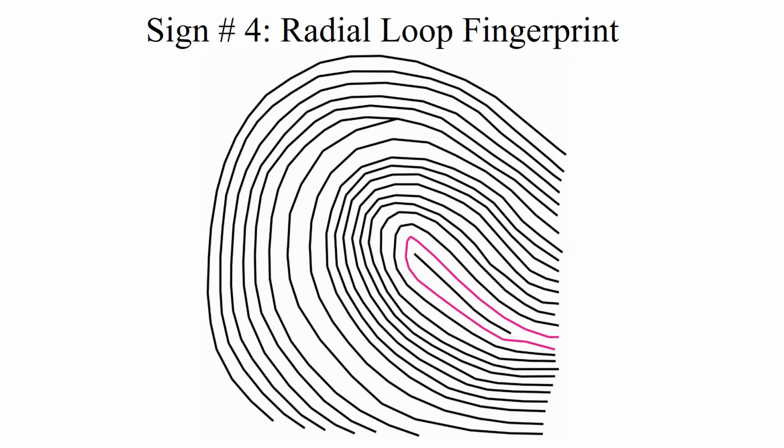Sign number 4. Radial loop fingerprint. When the loop slants away from the thumb, it is referred to as a radial loop. The presence of a radial loop fingerprint indicates that the person is an individualist, who could only be a team player when personal needs would be fulfilled. The radial loop also reveals that the person is stubborn, it is my way or the highway.